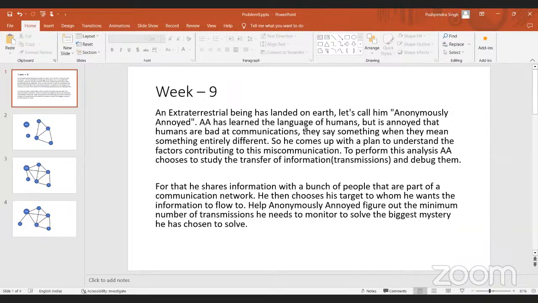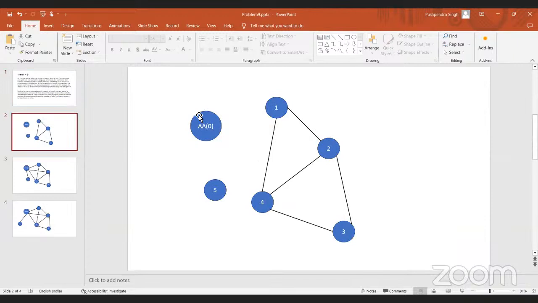For that, he shares information with a bunch of people that are part of a communication network. He then chooses his target to whom he wants the information to flow. Help Anonymously Annoyed figure out the minimum number of transmissions he needs to monitor to solve the biggest mystery he has chosen to solve. So the problem statement has this figure. This is the being A, and this is your communication network, which has 1, 2, 3, 4, 5 individuals part of the communication network.